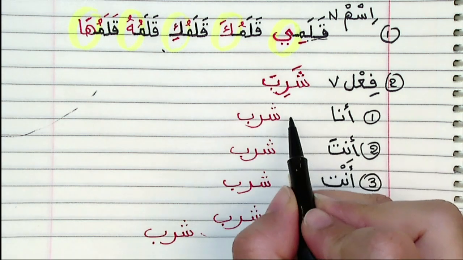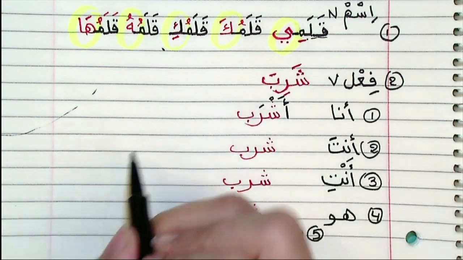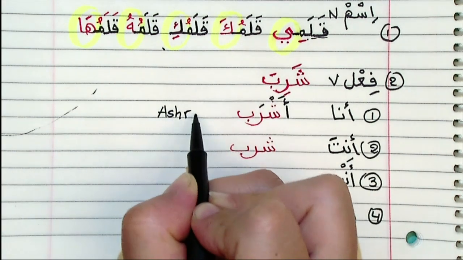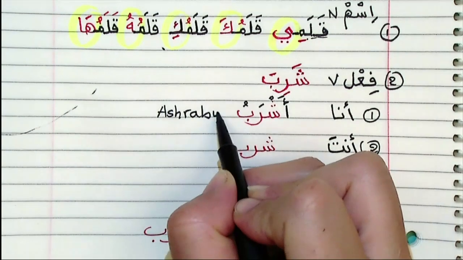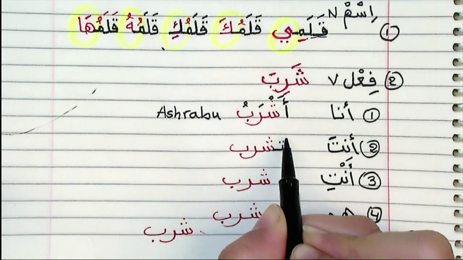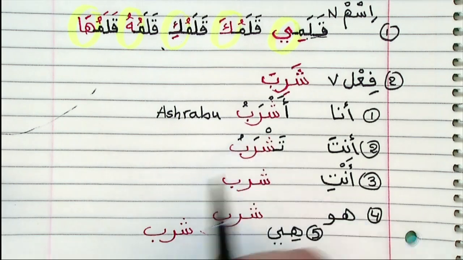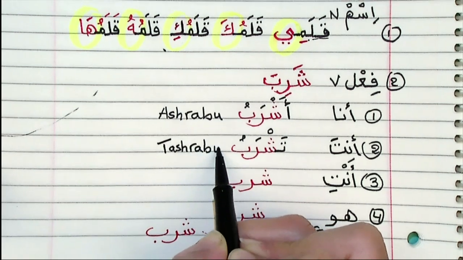What we do is we add an indication of the speaker. So for I, ana, ashrab. Or if you want to put the ending in, you say ashrabu, I am drinking, or I drink. Then the other one would be anta, and we add ta: tashrabu.